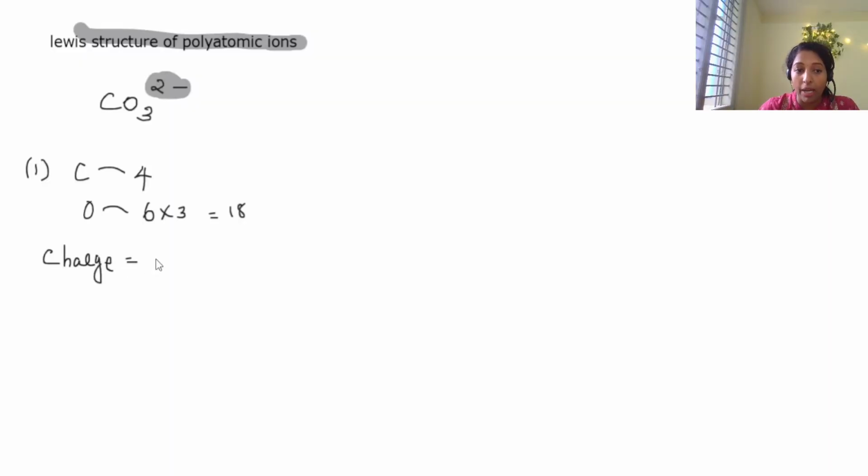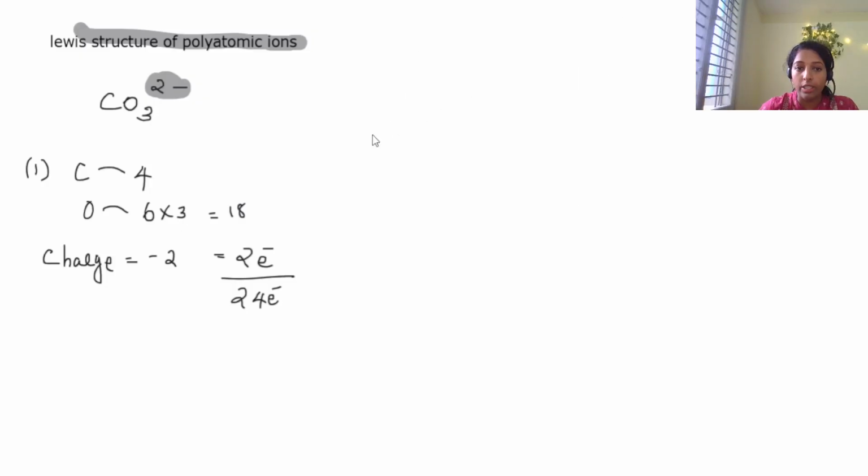See, the charge here is -2. Minus means presence of electrons. So -2 means 2 extra electrons are there, not that electrons are being lost. Correct? An anion means it's gaining 2 extra electrons. Electron charge is minus, so minus 2 shows that 2 extra electrons are there. So altogether there are 24 electrons.